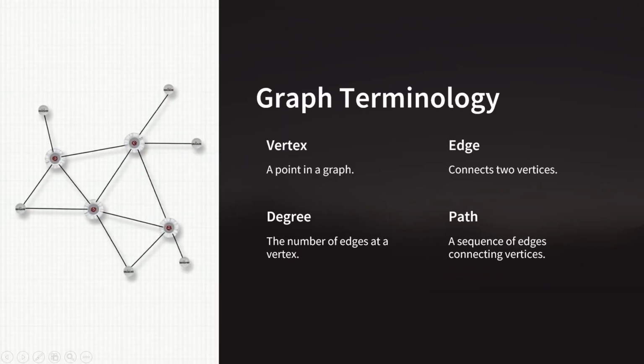To talk about graphs effectively, we need a common language. A vertex: a single point or node in the graph. An edge: the link connecting two vertices. The degree of a vertex: the number of edges incident to it. In a social network, this would be a person's number of friends. And a path: a sequence of edges that allows you to travel from one vertex to another. Analyzing the paths helps us understand connectivity and distance within a graph.